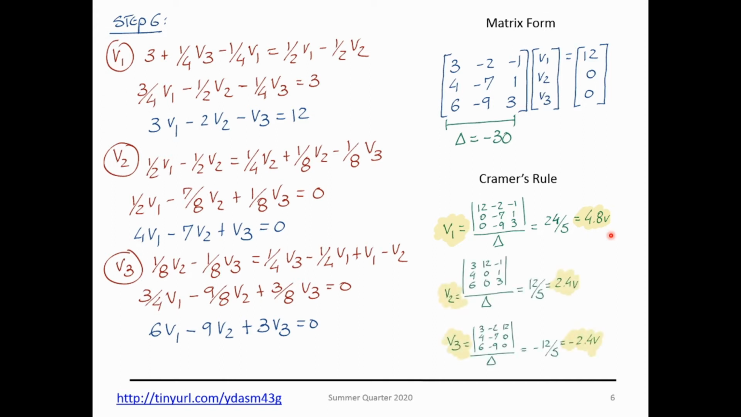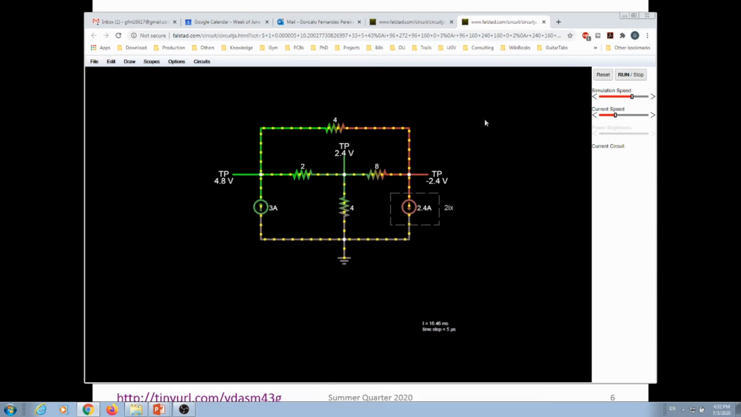You do exactly the same thing for voltage V2 and voltage V3, but now you're going to substitute on the respective column. So for V2, you put the output on the middle one, and for V3, you put the output on the third one. So let's see this circuit in action. If I put it on false start, here you go. I get exactly the same voltages that you are getting over there.